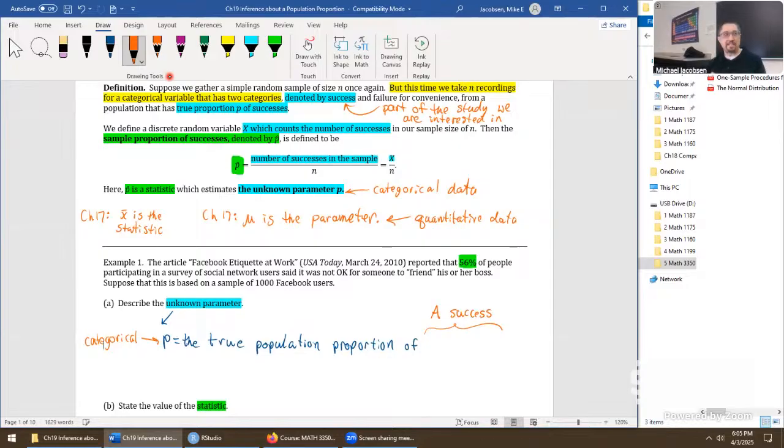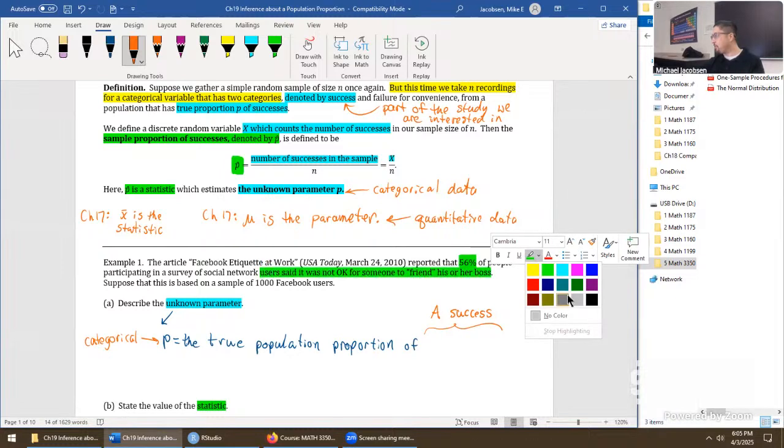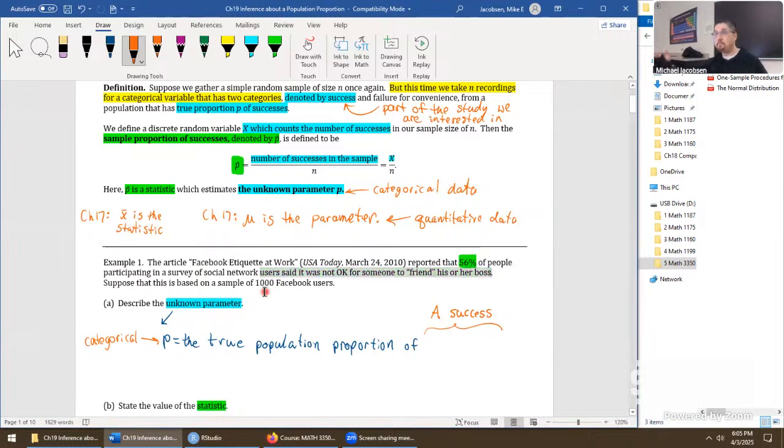Which is vague because we've been saying all along, this is categorical data, even in example 1, with exactly 2 outcomes. The outcome that seems to be the main interest of the study in question, we denote by a success. And the other outcome will be a failure. Looking at the study, it says users said it was not okay for someone to friend his or her boss. That's the only thing we know about the survey. That must be the success, saying it's not okay. A failure would be saying it is okay to friend your boss on social media.